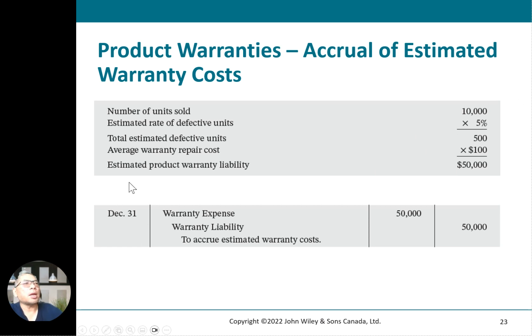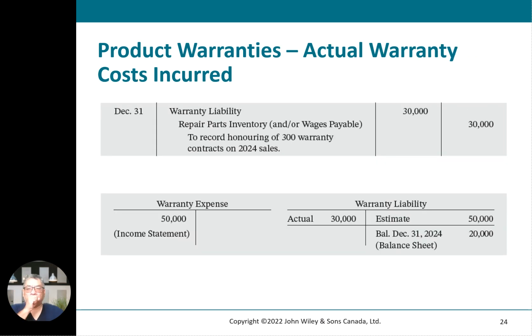So in terms of booking, December 31st, warranty expense is 50,000 debit, warranty liability is 50,000 credit, to accrue estimated warranty cost. Excuse me. December 31st, warranty liability is 30,000 debit and inventory and wages payable 30,000 credit. This is to honor the 300 warranty claims related to 2024 sales.